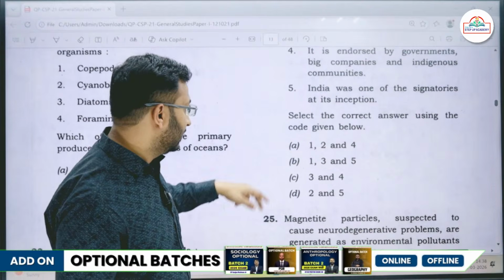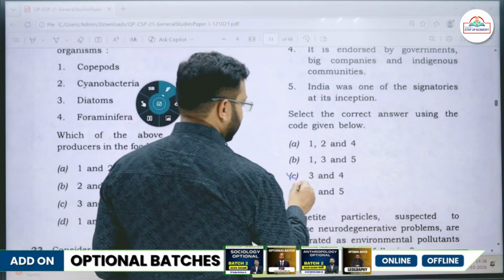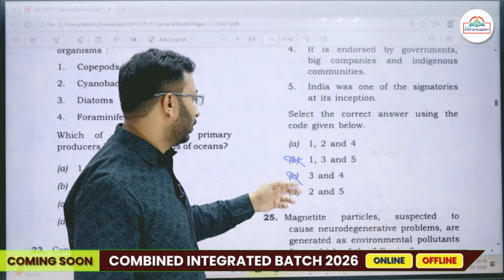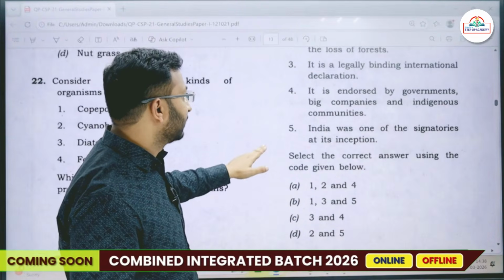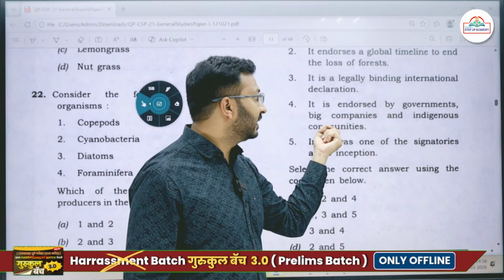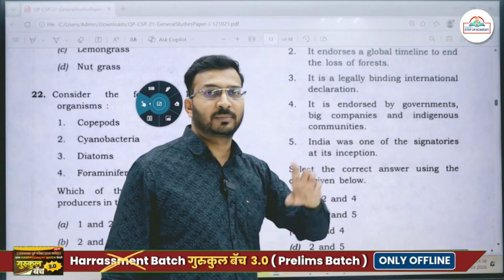Third. Okay, so this one is gone. So I have left with two options: 1, 2, 4 or 2 and 5. Let's read the fourth statement. It is endorsed by the governments, big companies and indigenous communities.